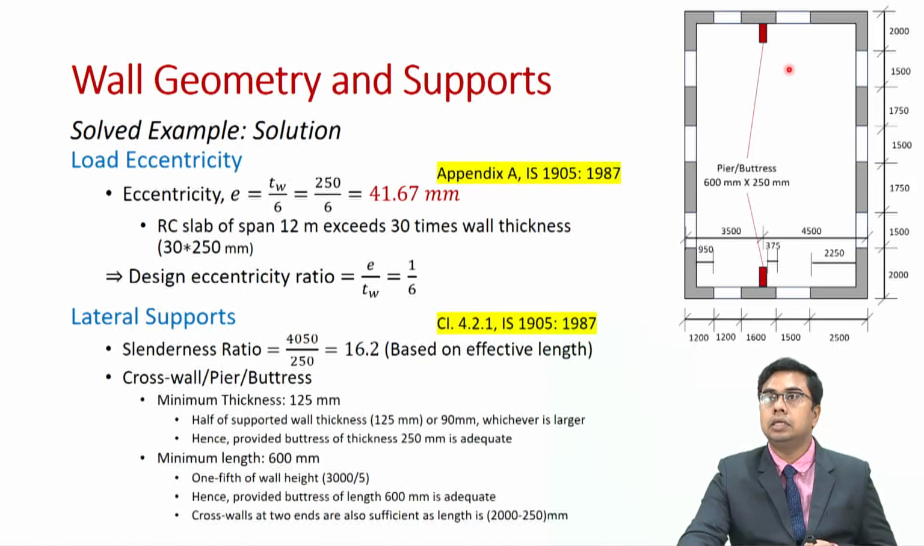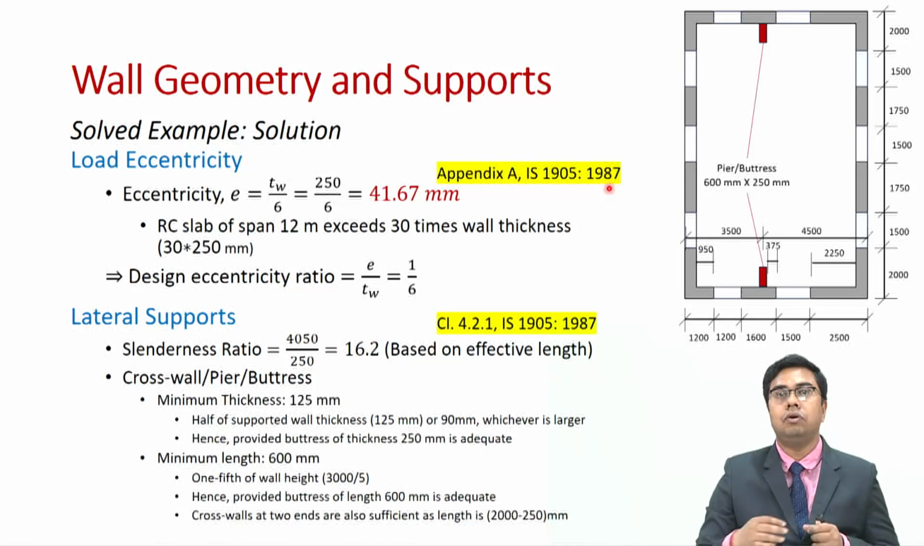So in this case the design eccentricity shall be considered as 1/6 of the wall thickness. So the design eccentricity is 1/6 of wall thickness, which is 41.67 millimeters, or the design eccentricity ratio, which is the ratio of design eccentricity to the thickness of the wall, is equal to 1/6. Now this is based on guidelines presented in appendix A of IS 1905, which says that if your RC slab has a span which is exceeding 30 times the wall thickness, the design eccentricity ratio you can consider to be 1/6, or the design eccentricity you can consider 1/6 of the wall thickness.